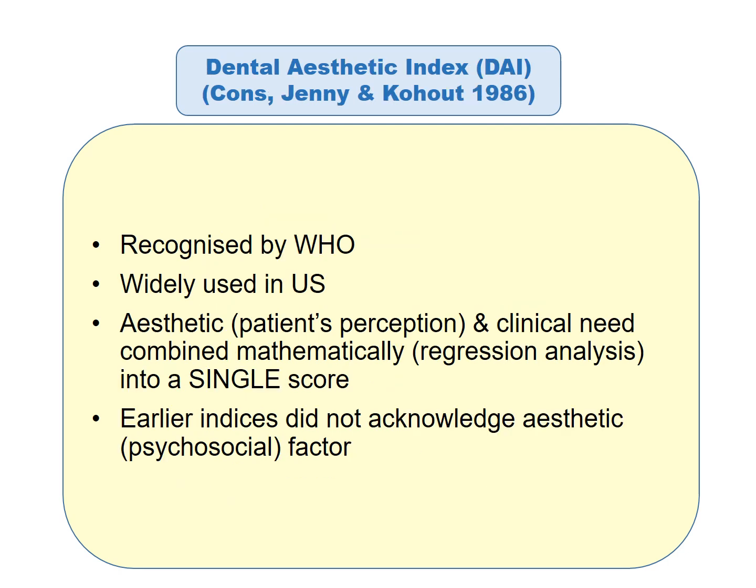Now the next index is the Dental Aesthetic Index, DAI, introduced by Cons, Jenny and colleagues in 1986. This index is recognized by the WHO and is widely used in the United States. In this index, the aesthetic component, or the patient's perception of the malocclusion, and the clinical need are combined mathematically using regression analysis into a single score. Earlier indices did not acknowledge the aesthetic or psychosocial factor of a malocclusion.